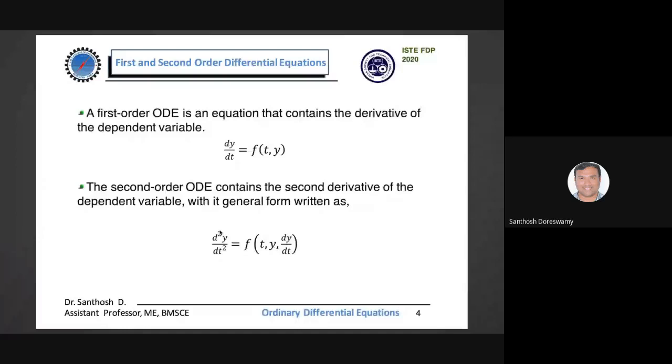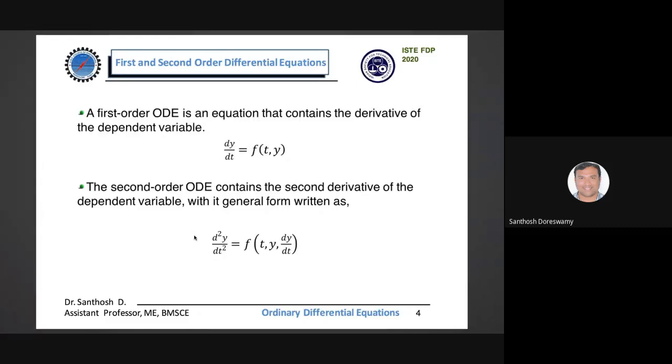So if the highest order of the derivative in any differential equation is n, then such differential equations, which are ordinary differential equations, are termed nth order ordinary differential equations.